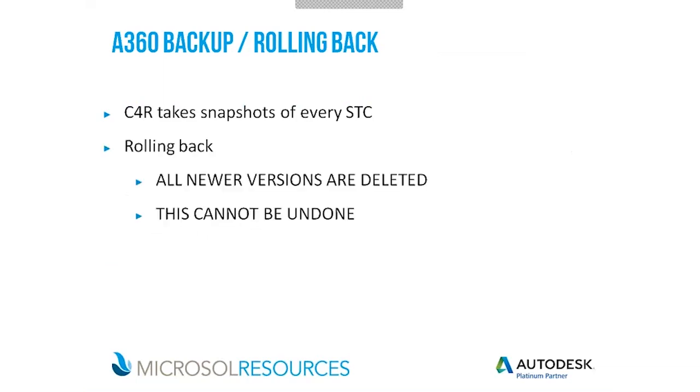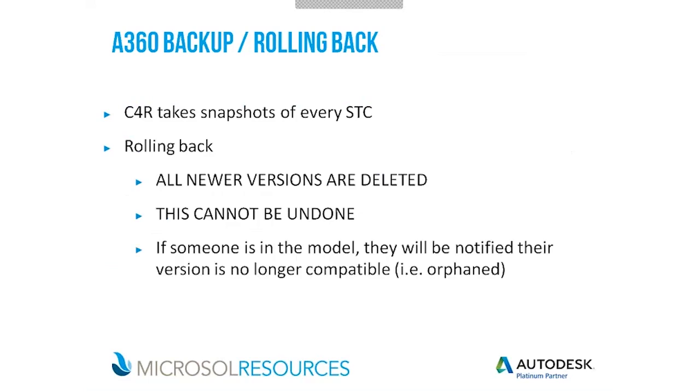One thing to keep in mind when you do this: all newer versions are deleted, and this action cannot be undone. So it is absolutely critical for you to recognize that. I'll do a demo of how you actually roll back using Collaboration for Revit, but I just want to be clear: when you roll back to an earlier version, all newer versions are deleted. You cannot undo this. And if someone is in the model, then similar to what would happen in Revit if you overwrite a model while people are in it, they will receive a notification that their version is no longer compatible, and any new changes that they've done will be orphaned.